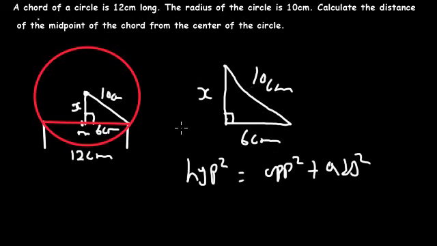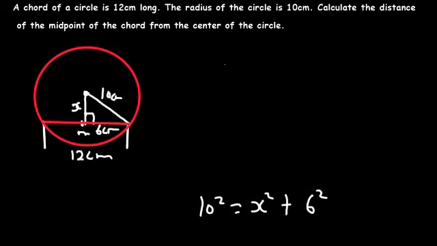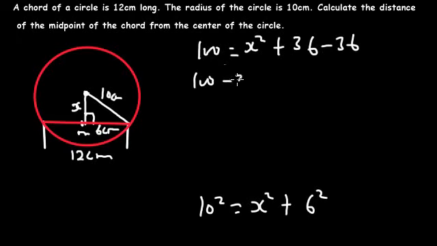Now, since the hypotenuse is 10, we have 10 squared equals the opposite, which is what we are looking for, so we represent that with x squared, plus the adjacent, which is given to be 6, so 6 squared. Let's simplify that. I'm going to get rid of the triangle right now. Therefore, 10 squared is 100, and this equals x squared plus 36, since 6 squared is 36. So I'm going to subtract 36 from both sides, and we have 100 minus 36 equals x squared. What is 100 minus 36? You notice that it is 64, so 64 equals x squared.